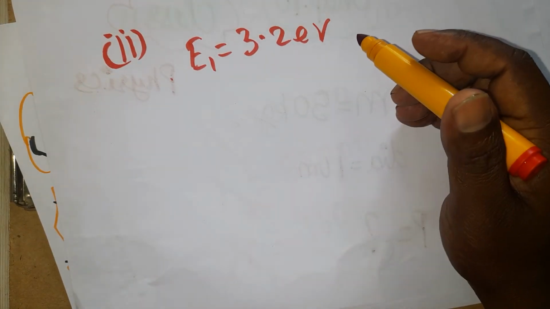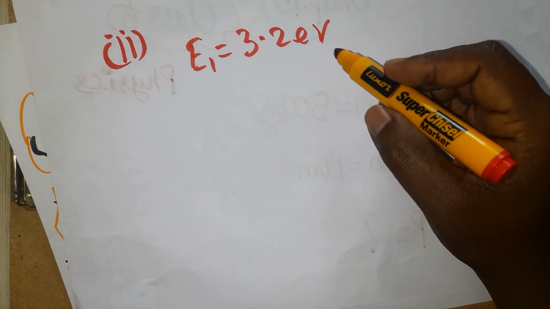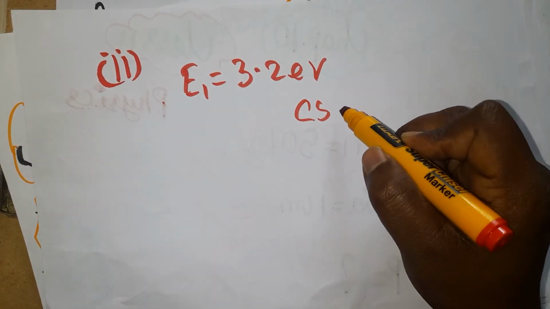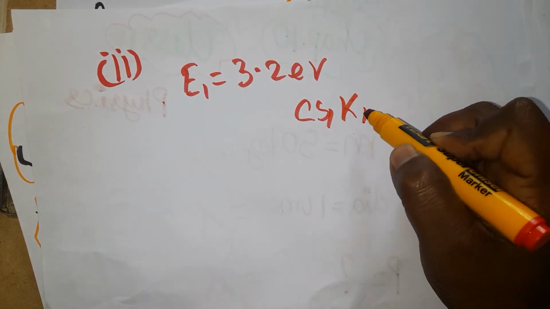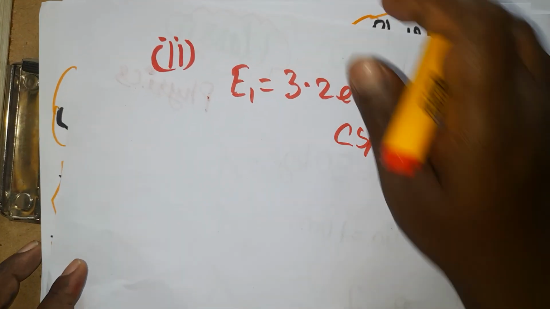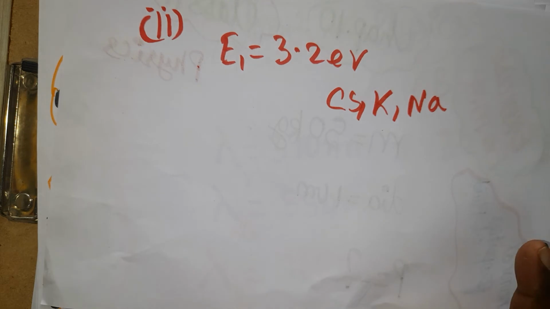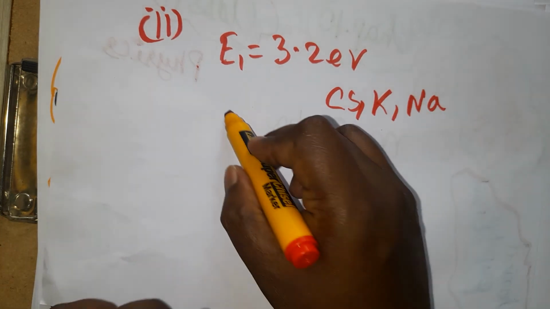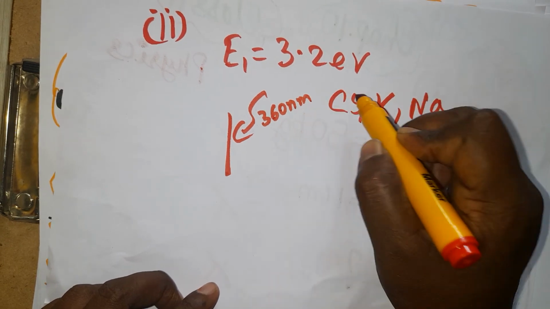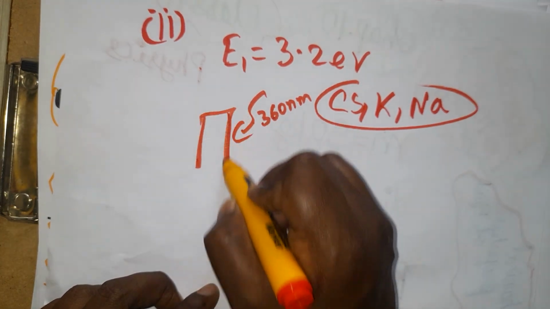Okay, so for E1 energy it's going to be Cs. The next material is K. The next material is Na. These are all suitable for this incident light. Okay, that means the electron will be emitted from the metal surface when the wavelength is 360 nanometer. Okay, this material can be used as a thermionic emitting material.